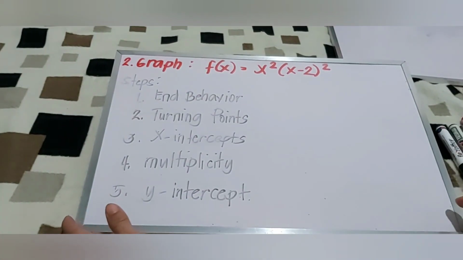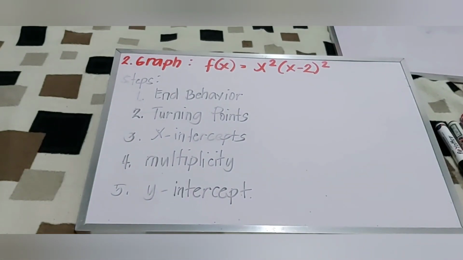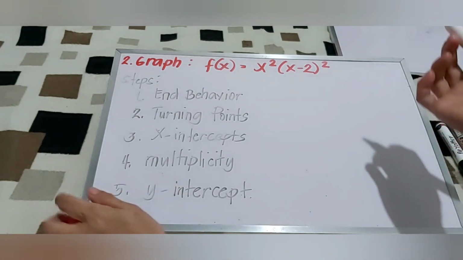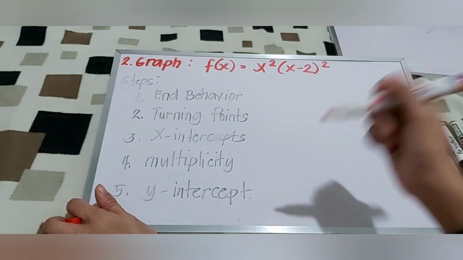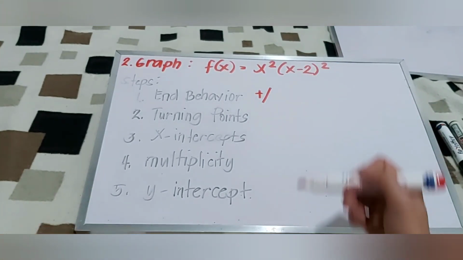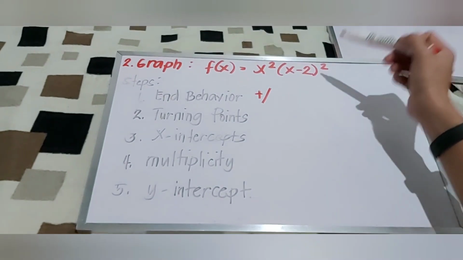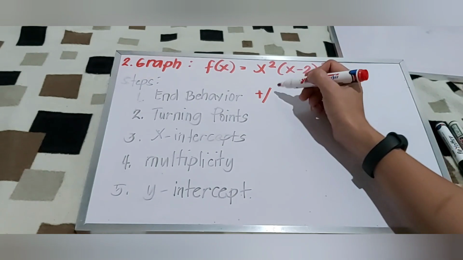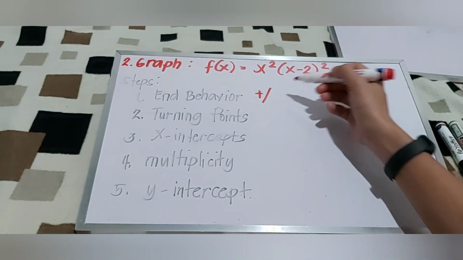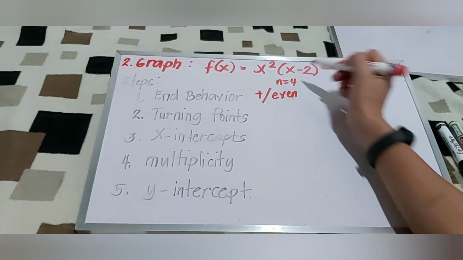Alright, so let's have another example. Let's graph this function, f of x is equals to x squared times x minus 2 squared. Okay, let's first identify the end behavior. So again, what is the sign of the leading term here? This is positive. And what is the degree? So you have here a square of x and then square of x minus 2. So therefore you have 2 and 2. So the degree is 4, which is even.